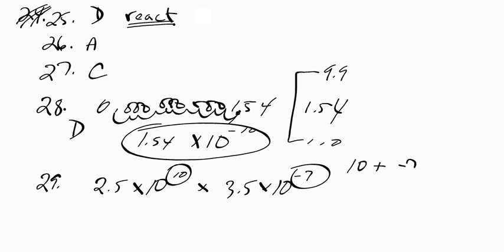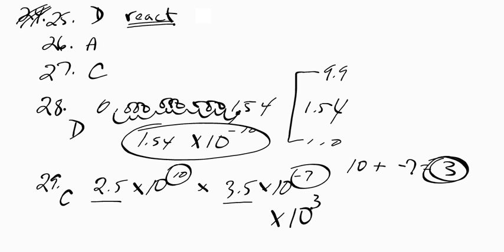So I should have something around 10 to the third. It may be 10 to the fourth, it may be 10 to the second, depending on how these numbers multiply out. And the only one that's even close is going to be C. So without doing any more, just adding the exponents together, that narrowed down to my answer for number 29. Number 30.